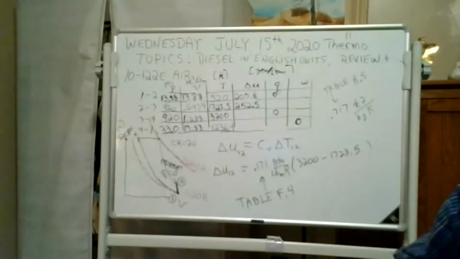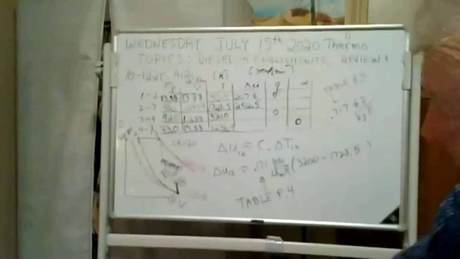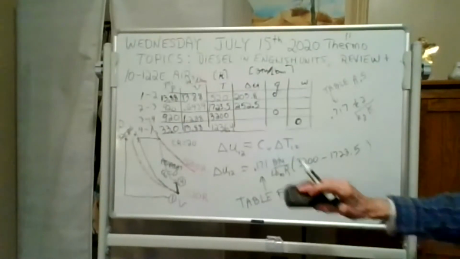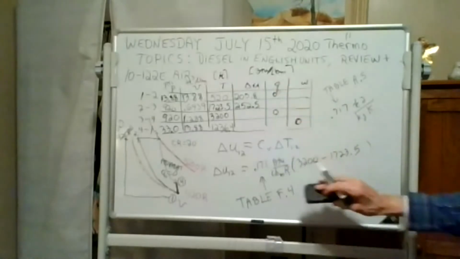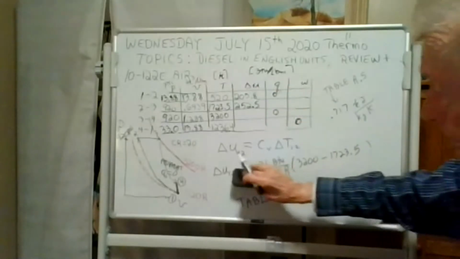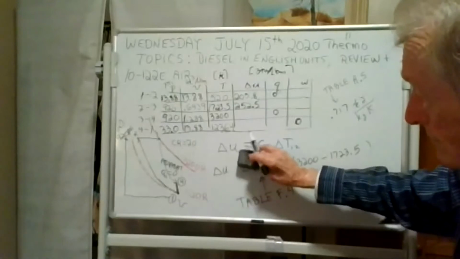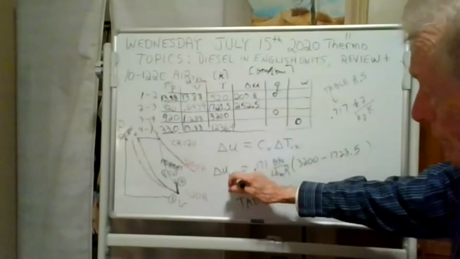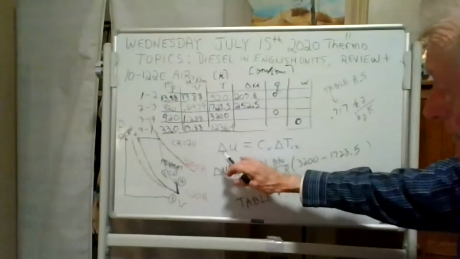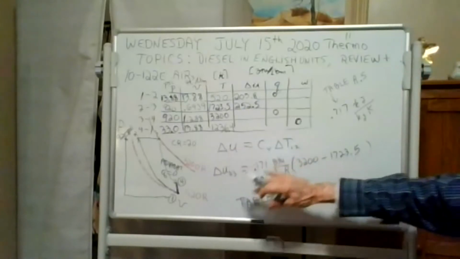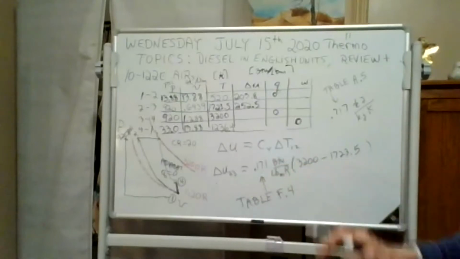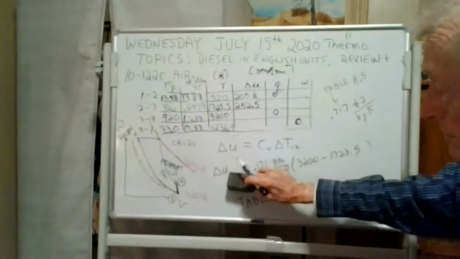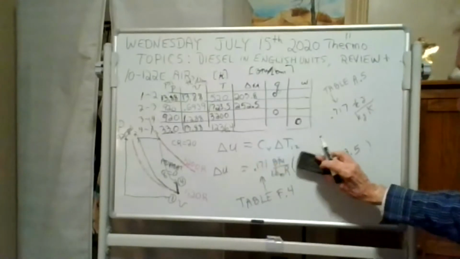Okay, this is just tedious and boring, but we can do it. Now we're going to get the delta U from 3 to 4. Okay, here we go. Now what we just did was from 2 to 3. Here's your equation. And from 2 to 3, there you go.